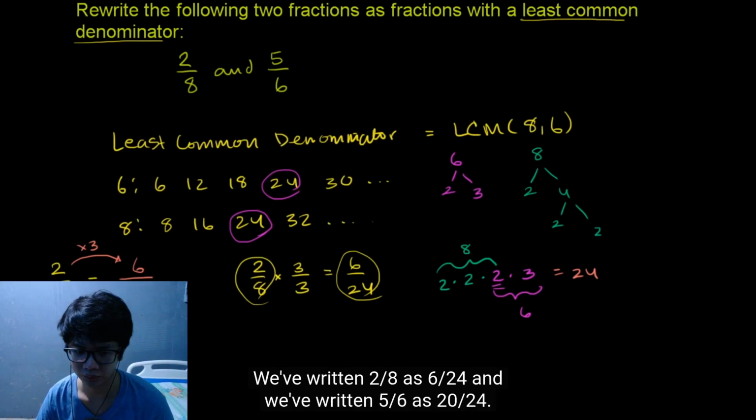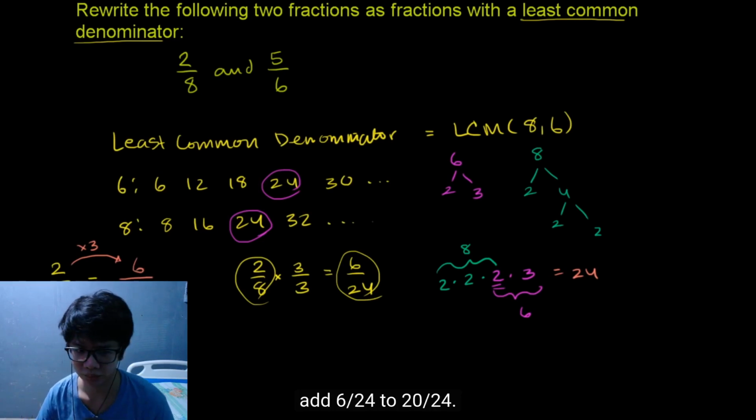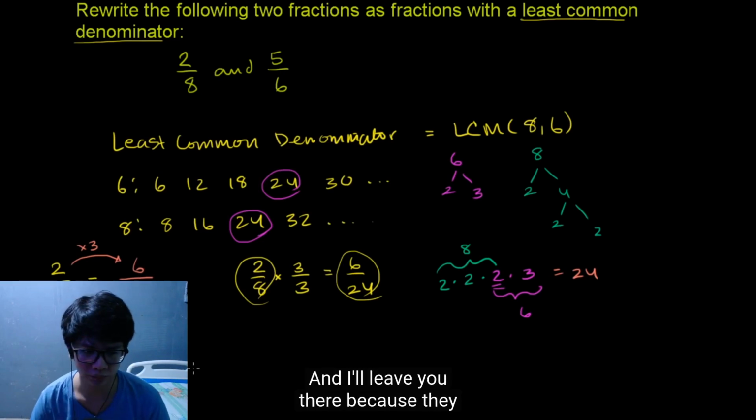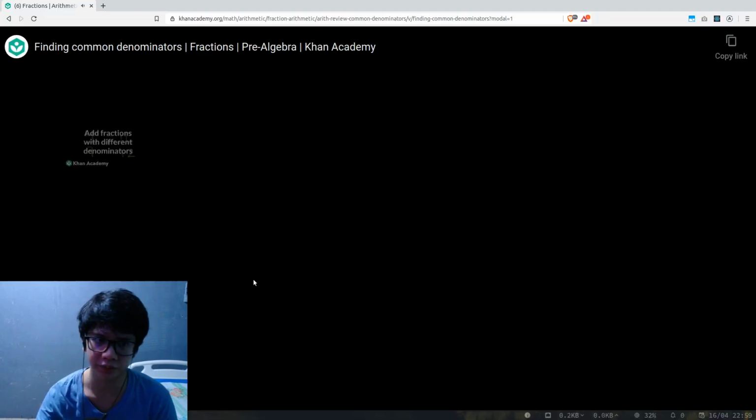So we're done. We've written 2 eighths as 6 24ths, and we've written 5 6ths as 20 24ths. If we wanted to add them now, we could literally just add 6 24ths to 20 24ths. And I'll leave you there because they didn't ask us to actually do that. Over 24.